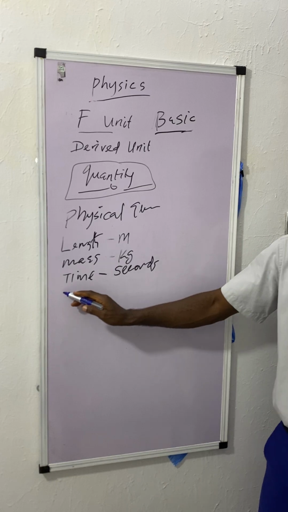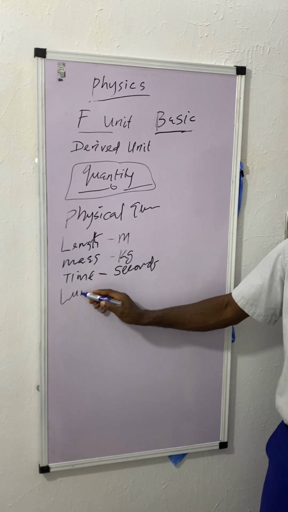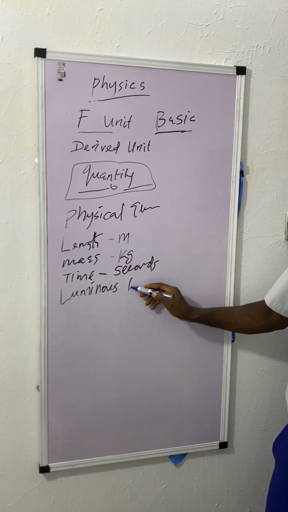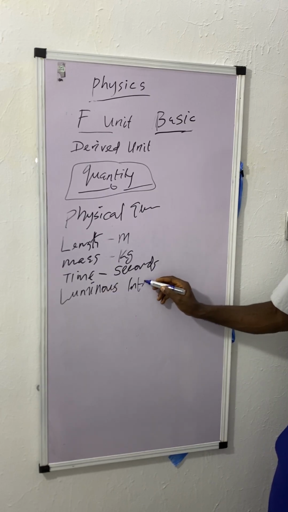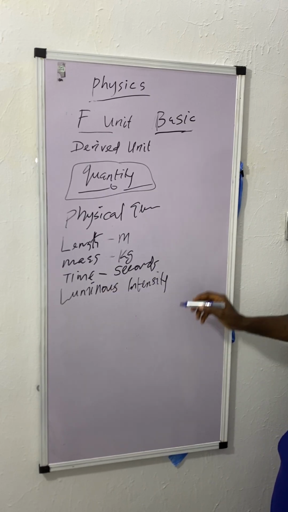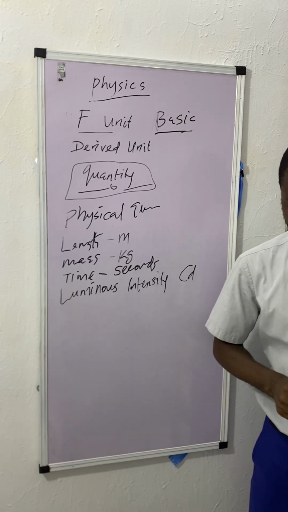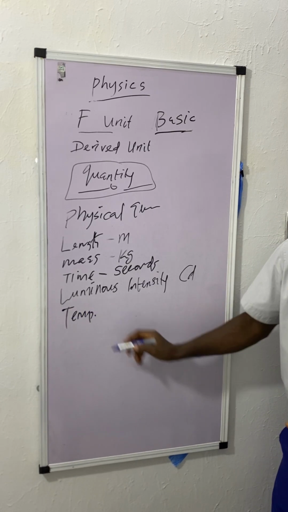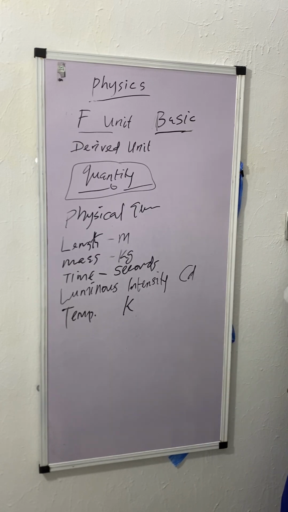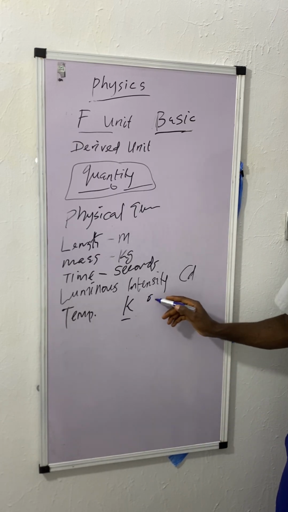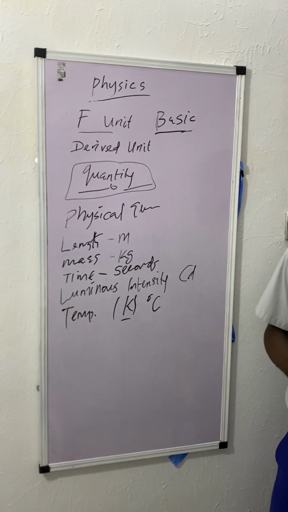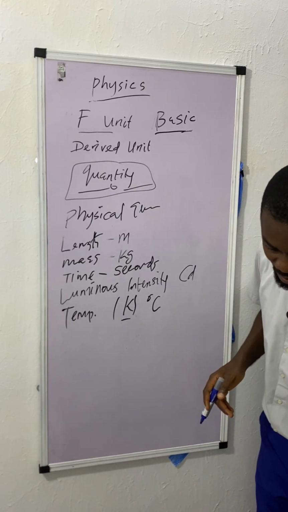We have other ones like luminosity, or luminous intensity. Luminous intensity is measured in candela. We have another one, temperature, measured in Kelvin. This is the standard. Temperature can also be measured in degrees Celsius, but the standard is Kelvin. Take note of that. We have amount of substance, which is measured in mole.